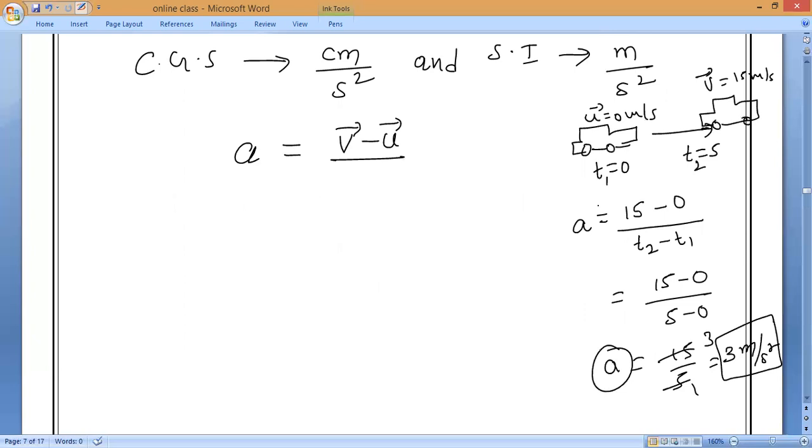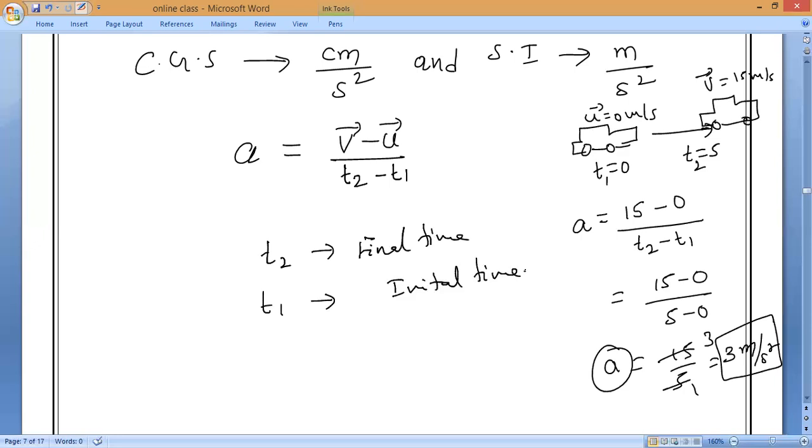Yes. So keep it in mind, the acceleration formula: final velocity minus initial velocity, divided by final time minus initial time. Is it yes or no? Please respond. T2 means final time, and T1 means initial time. Any doubt, anybody? So for any interval, it will come.